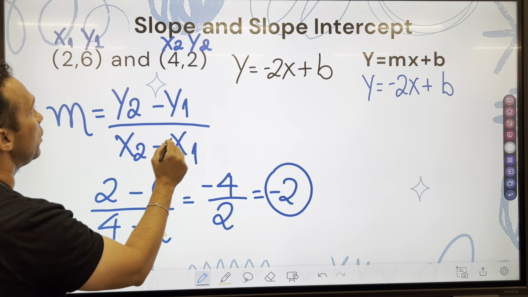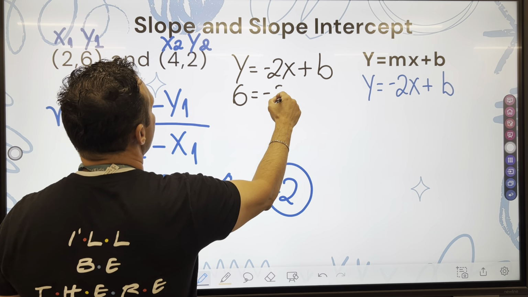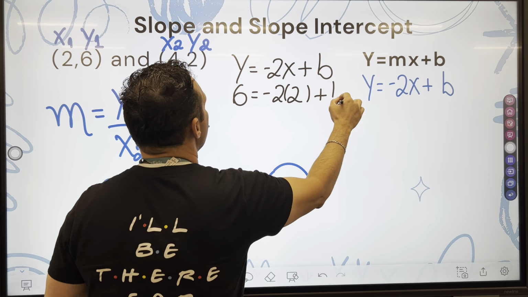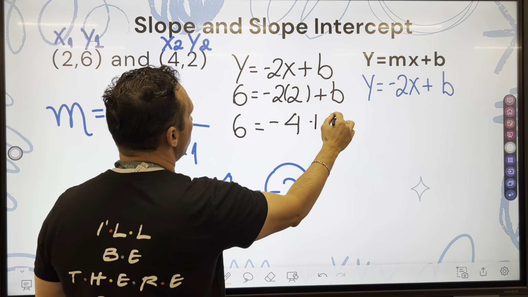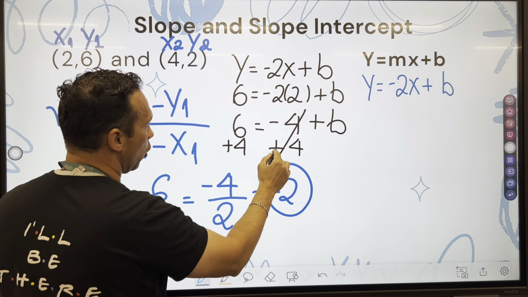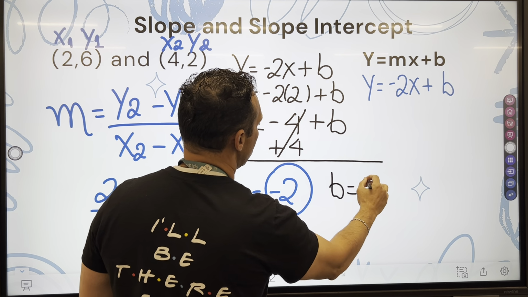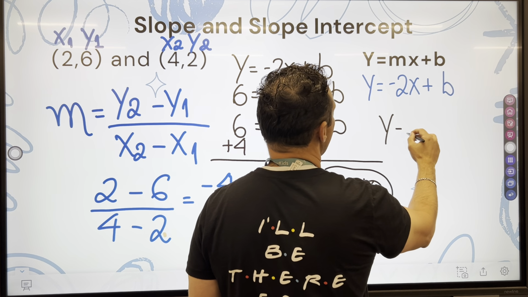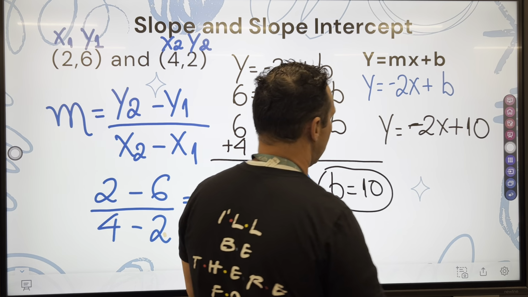So let's pick 2 and 6. So y is 6, then negative 2 times the x, which is 2, plus b. So 6 equals negative 4 plus b. Then we have to add 4 on both sides because we can cancel this. So 6 plus 4 is 10, then b will be equal to 10. Does that make sense? So then we can say, hey, the equation will be y equals negative 2x plus 10. That is the equation.